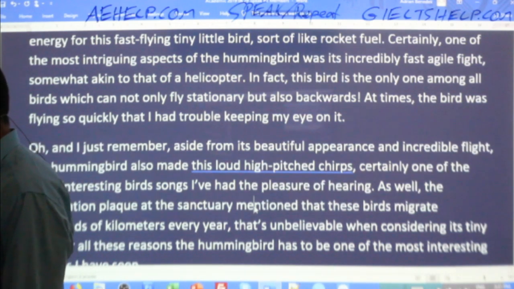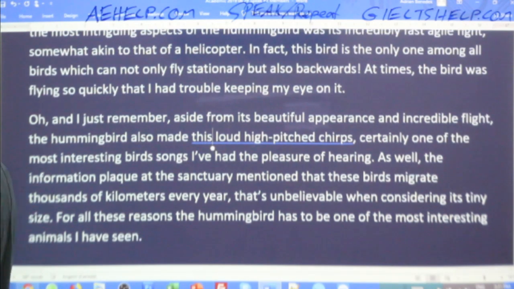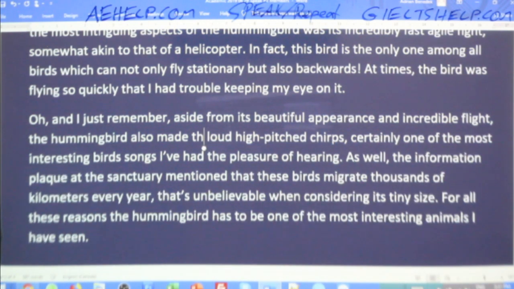Certainly, one of the most interesting bird songs I've had the pleasure of hearing. As well, the information plaque at the sanctuary mentioned that these birds migrate thousands of kilometers every year. That's unbelievable when considering its tiny size. For all these reasons, the hummingbird has to be one of the most interesting animals I have ever seen.